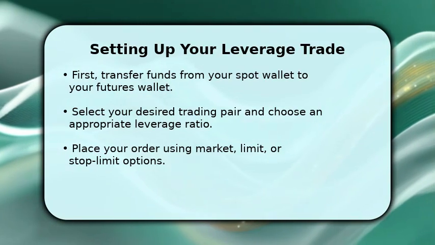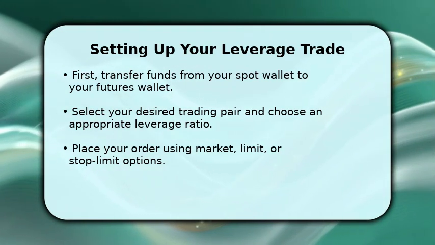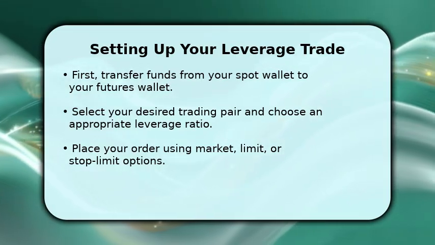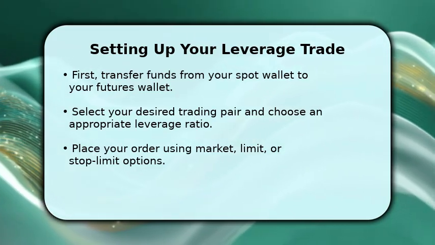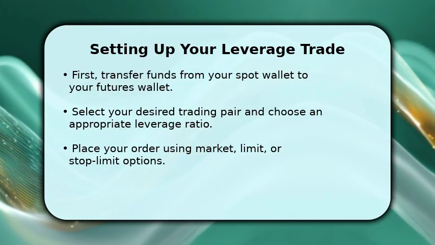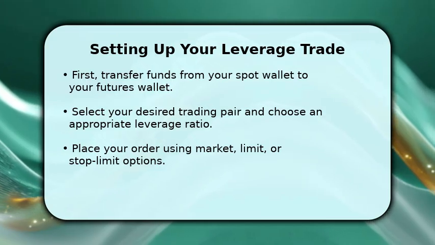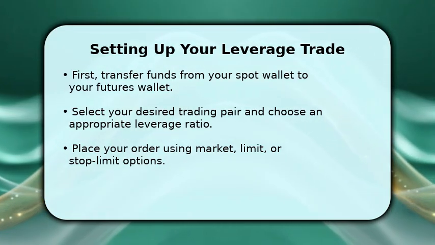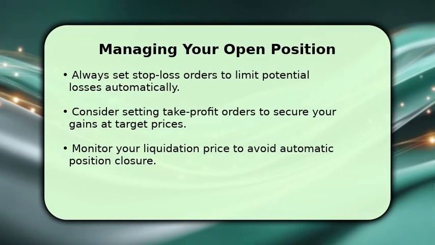To begin, you will need to transfer your assets from your spot wallet to your futures wallet on Binance. Next, navigate to the futures trading interface and select your preferred trading pair, like BTC versus USD. Here, you can adjust your leverage, perhaps starting with 5 times or 10 times. Then choose your order type, such as a limit order to buy at a specific price, and enter your desired amount. Once your leverage position is open, active management is key.